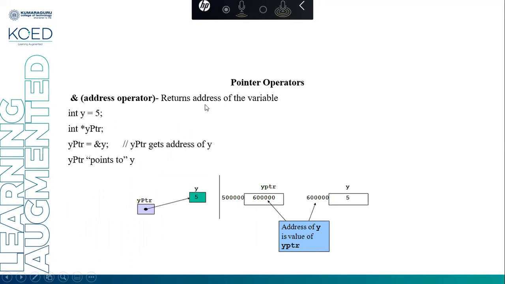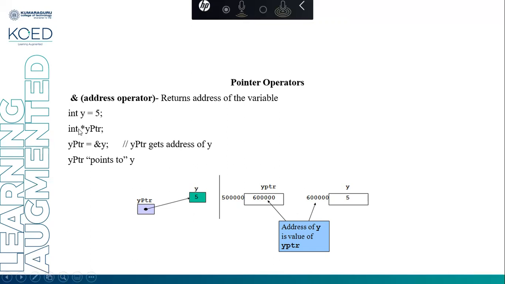The address operator returns the address of a variable. When you use the address operator, it is used to return the address of a particular variable. For example, int y = 5. What will happen? A memory location is created, and that memory location has a particular address. The location name is y, and the value is stored in it. So y contains a value, and it also has a memory address.